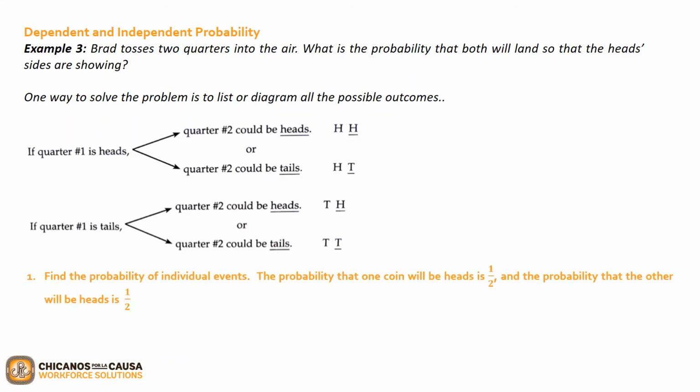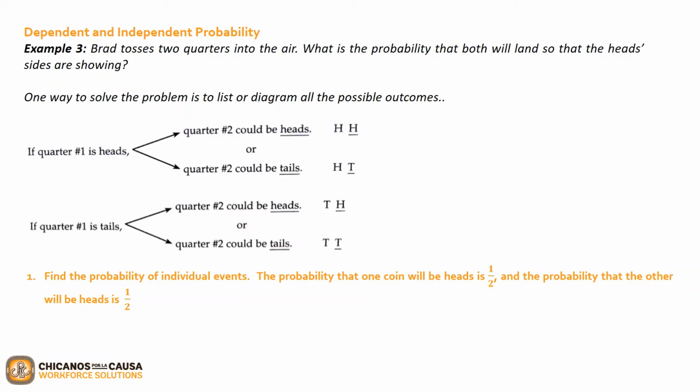So for step 1, what we're going to want to do is to find the probability of the individual events, which we already did. The probability that one coin will be heads is 1/2. So what does that mean? If you look at a coin, it literally does have 1/2 being heads and 1/2 being tails. So when you flip a coin, there is literally only half a chance that you could get one or the other. Now, let's keep reading on the sentence.